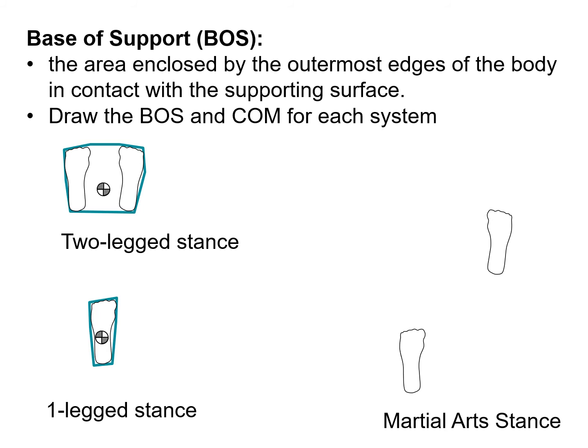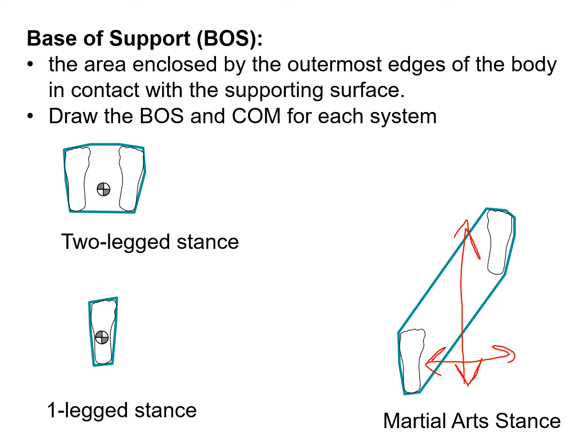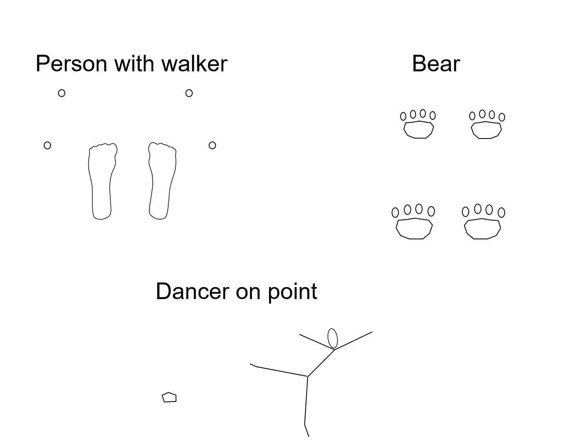If we're looking at a martial arts stance, not only are we increasing the width of our base of support, but we're also increasing the length of it as well. This way, we're able to be more stable in both the medial-lateral and anterior-posterior directions. So we have an increased base of support in both directions, but our center of mass is still roughly in the center of our base of support so that we can maintain balance.